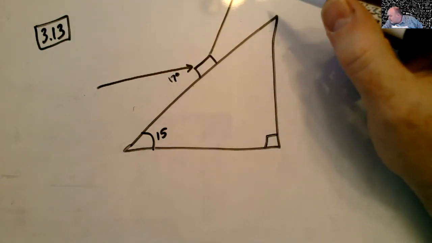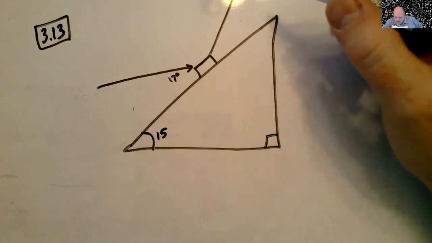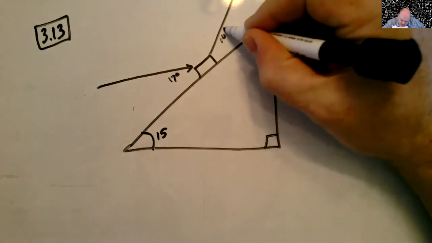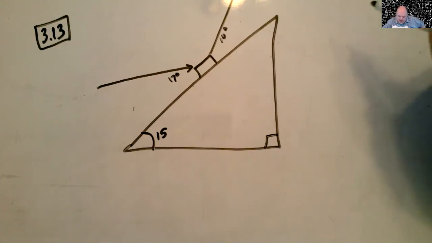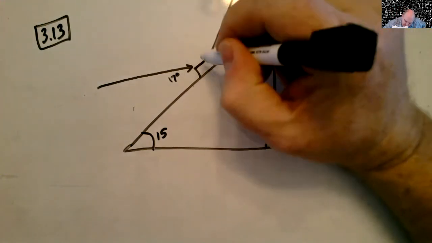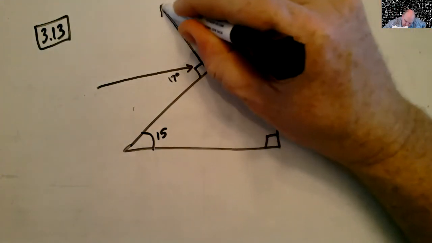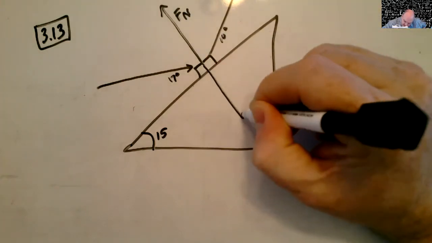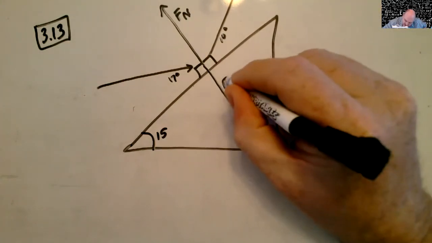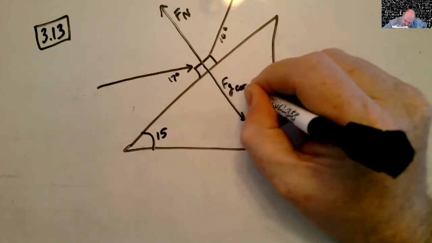And this one is at 10 degrees. Don't worry that I didn't draw them out that great. Okay. So what else do we have? We have a normal force going up like this. And this way we have the force of gravity times cosine of theta.